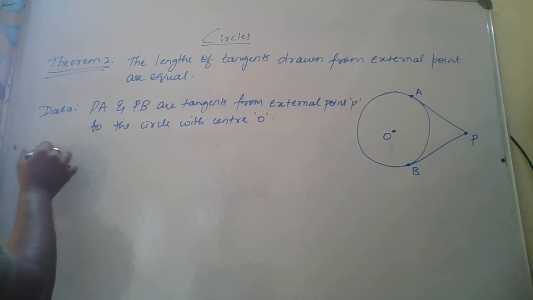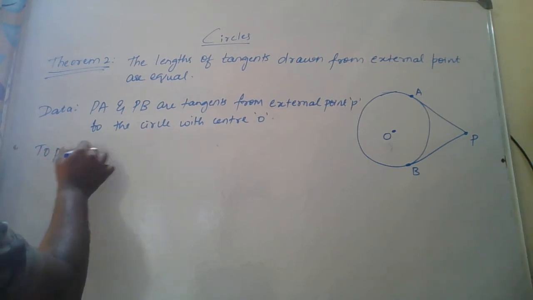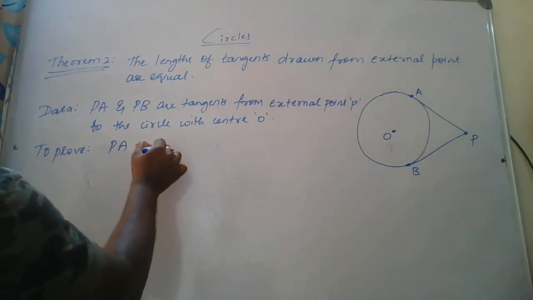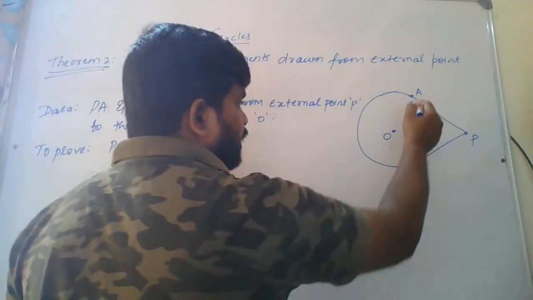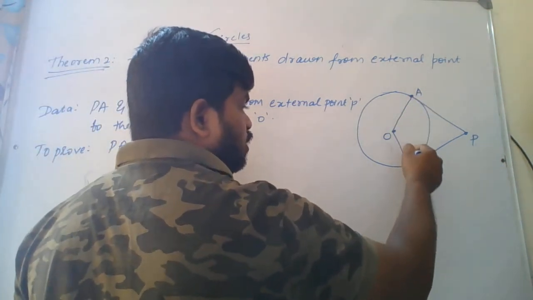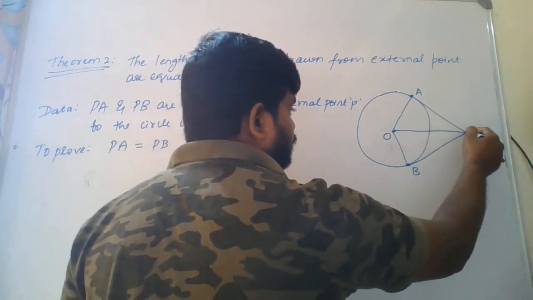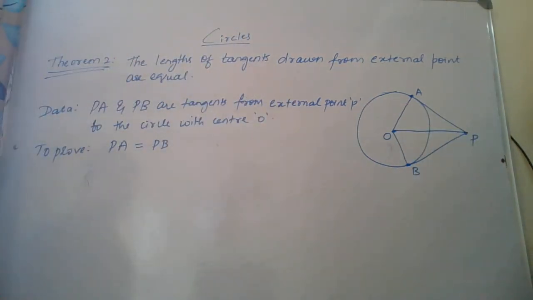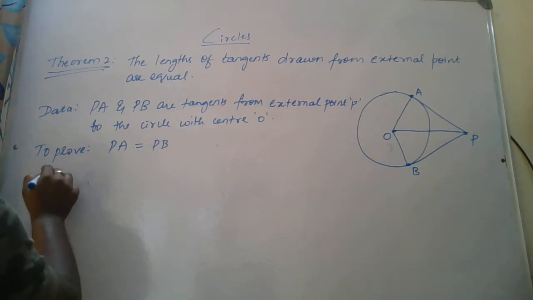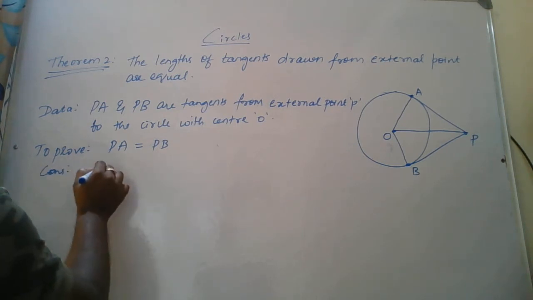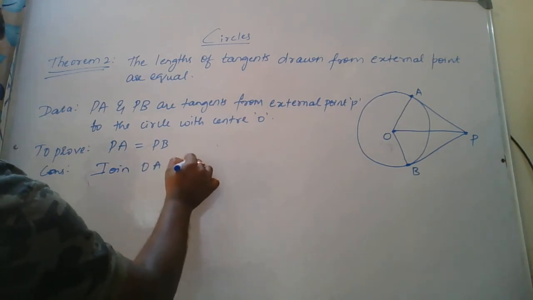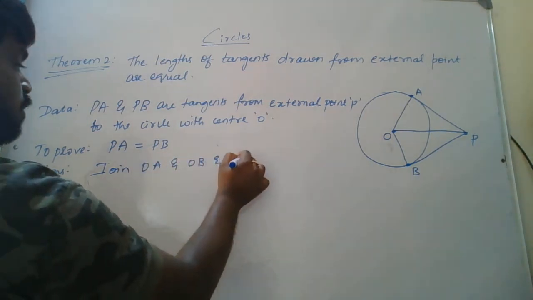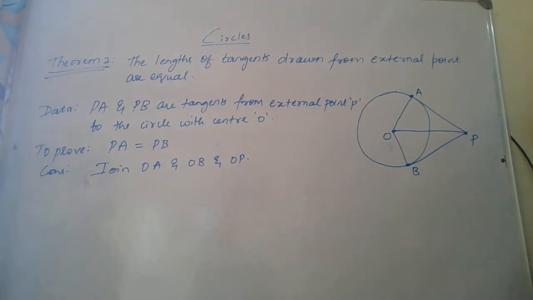So what should we prove? We have to prove that these two tangents PA and PB are equal. This is what we have to prove. Let's make a small construction, a very easy one. Join OA, OB and OP. A very, very small construction.